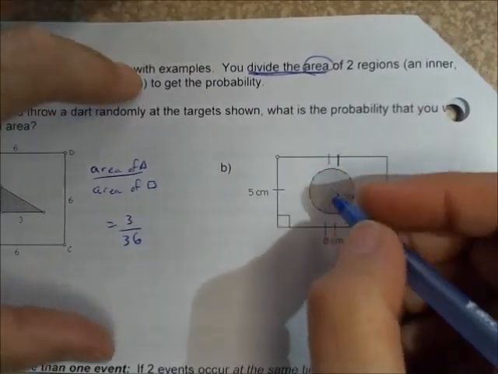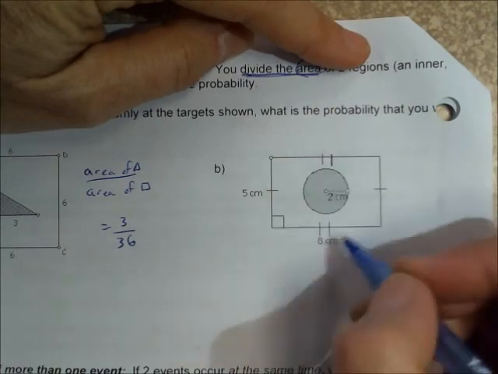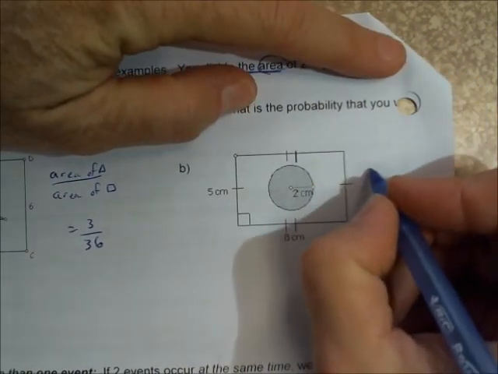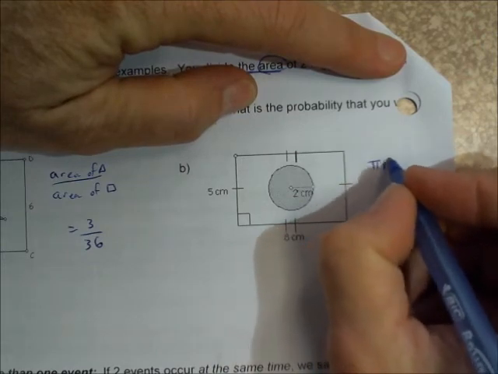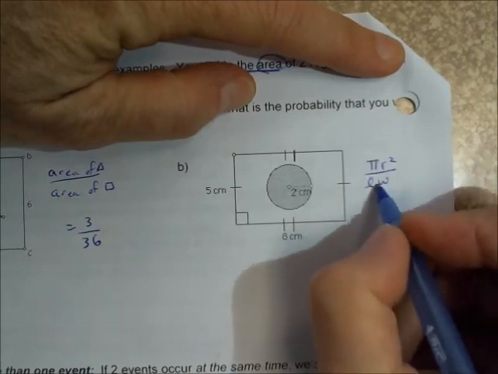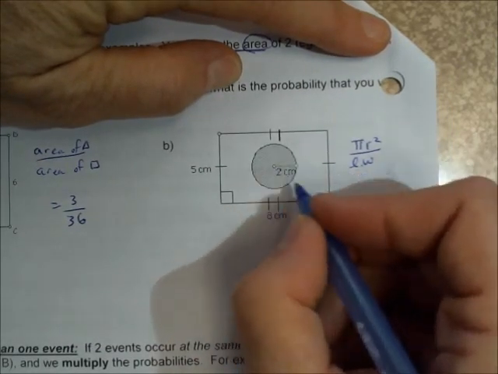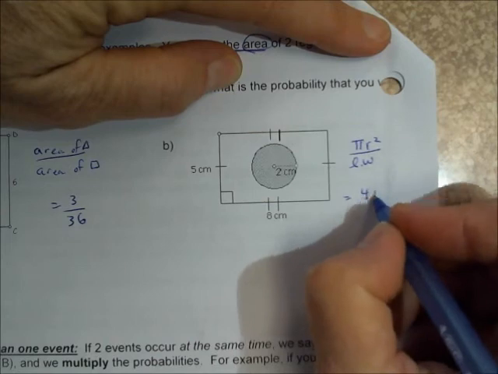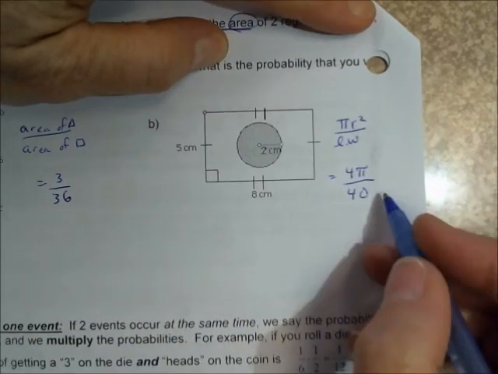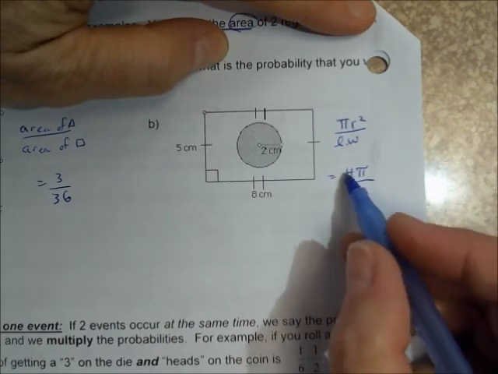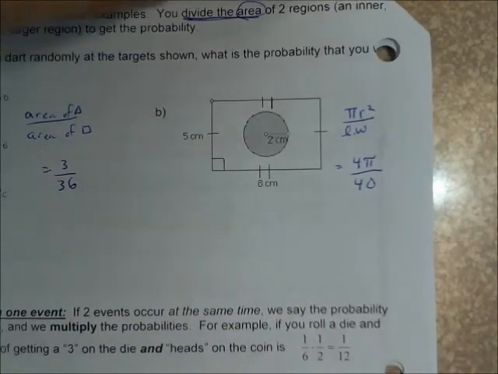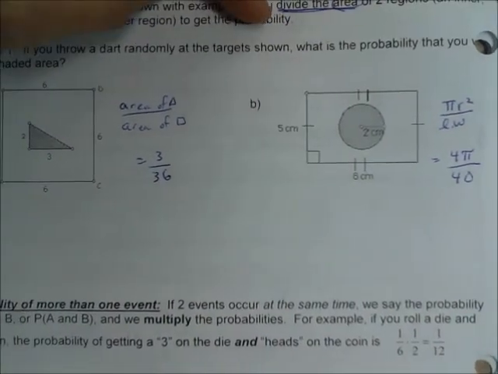In part B, you have a rectangle here and a circle inside, and you have to remember the area of a circle is pi r squared. So pi r squared divided by length times width would be the circle divided by the rectangle. The radius is 2. 2 squared is 4. So you have 4 pi for the circle, and 5 times 8 is 40. So 4 pi over 40, or you can reduce that down and call it pi over 10 chance that it'll land in there. So that's just a quick geometric probability.